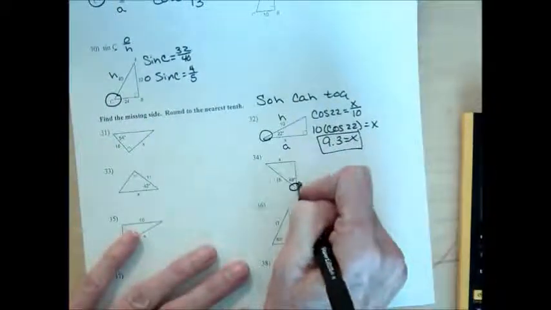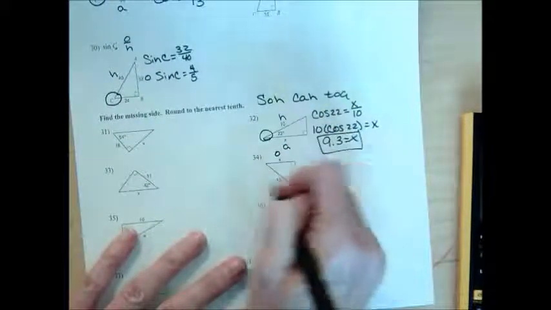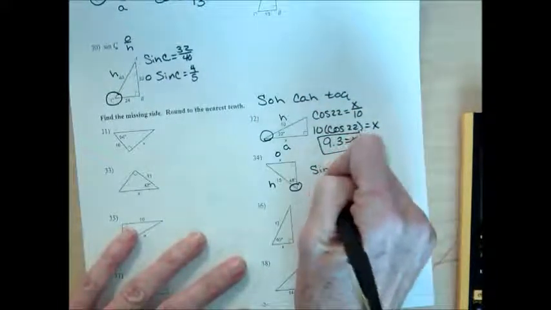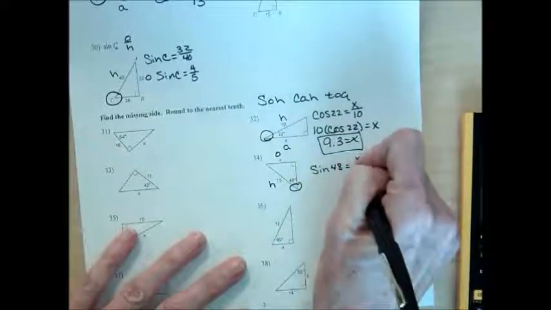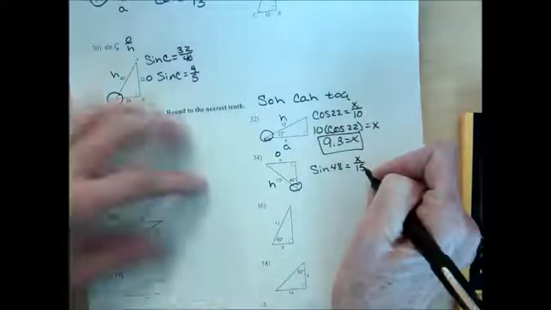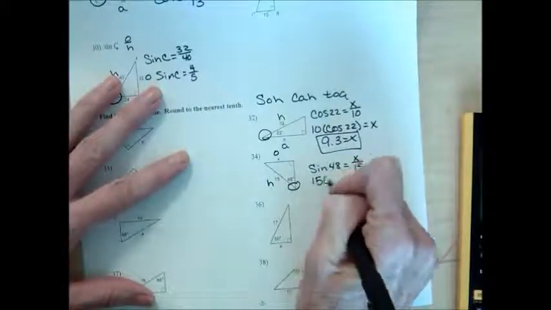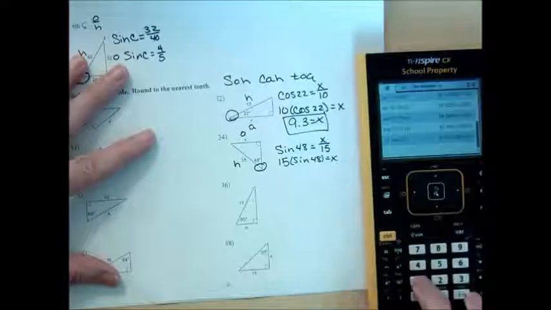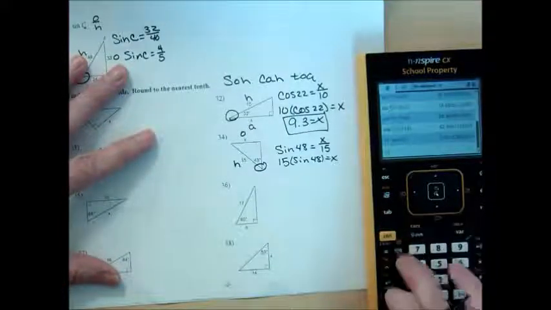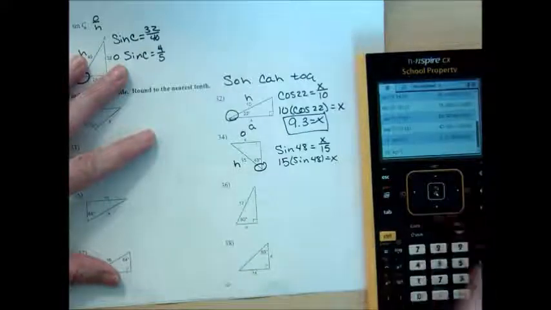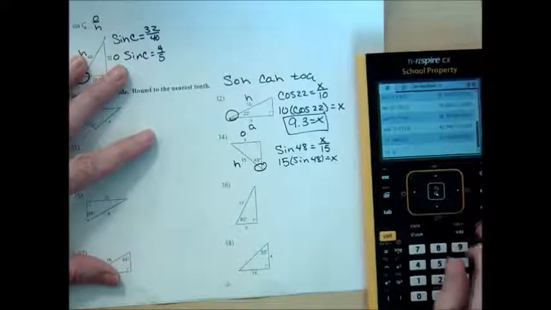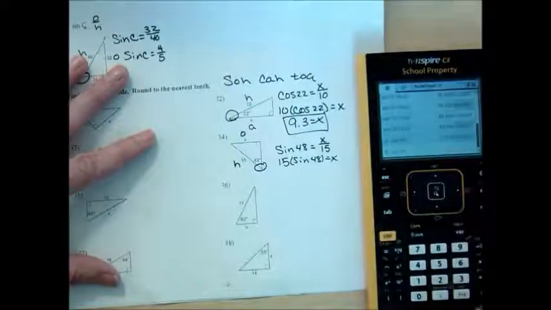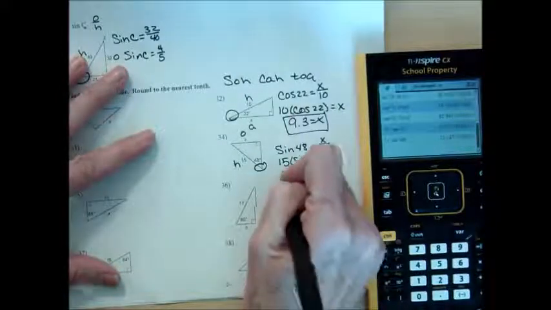All right, they give me this angle, 48. X is opposite. 15 is hypotenuse. Opposite and hypotenuse is sine. So I know the sine of 48 equals opposite, which is x, over hypotenuse, which is 15. I'm going to multiply across. 15 times the sine of 48. Oops. No. I did sine inverse. Hold on. Got to make sure I do the right thing. 11.1.